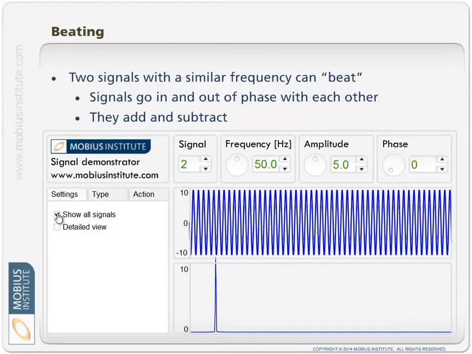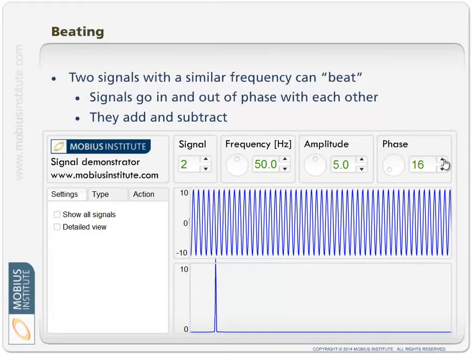In fact, I can show all signals, but it's a little bit hard because they're sort of being overwritten by the final result. But what you can see here is two signals adding together. So I've got an amplitude of 5 for the second one, an amplitude of 5 for the first one, so we get an amplitude of 10. But that's because the two signals are in phase with each other. They both had 0 phase. What would happen, oops-a-daisy, if I change the phase of that second signal?